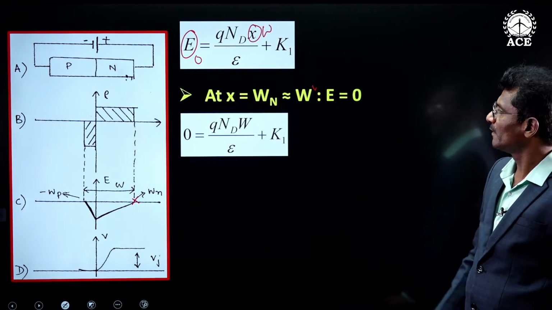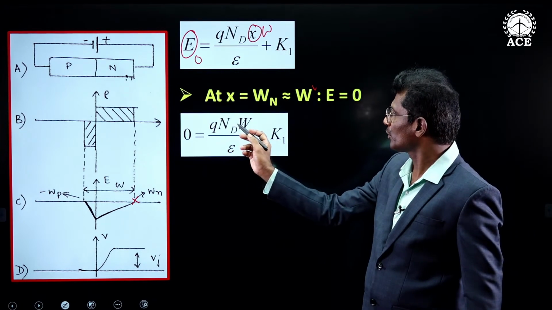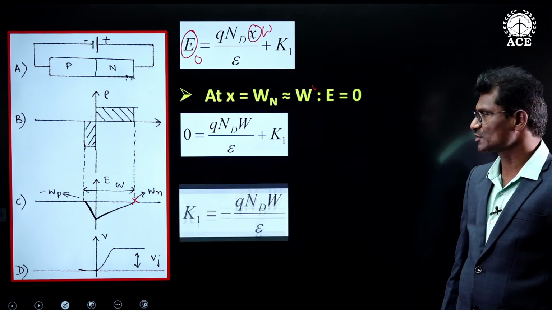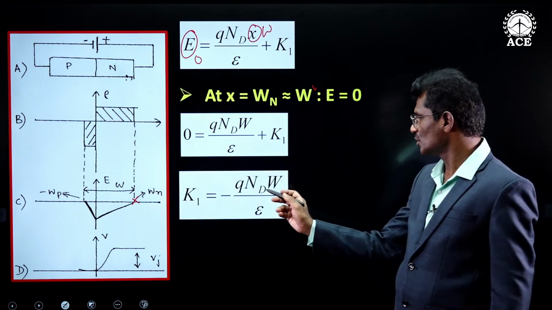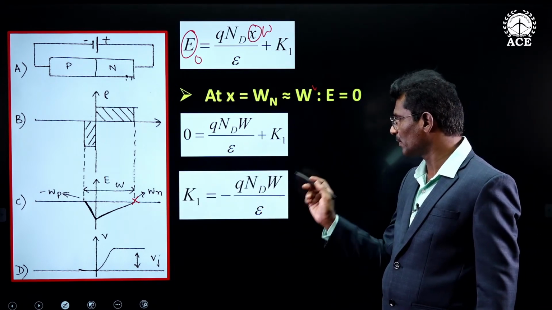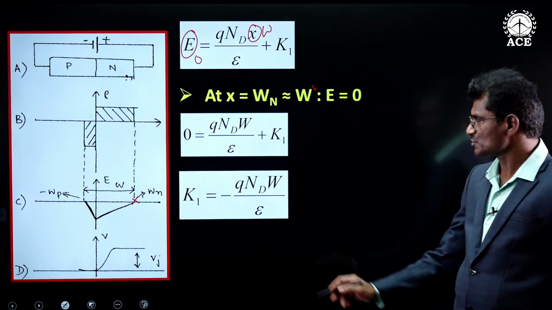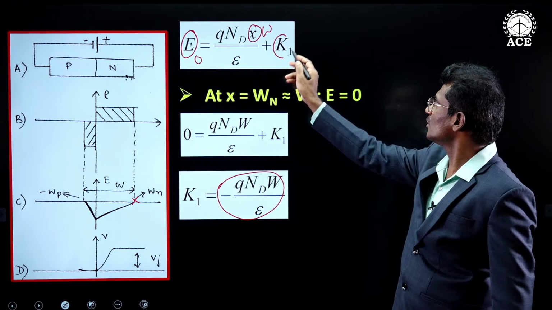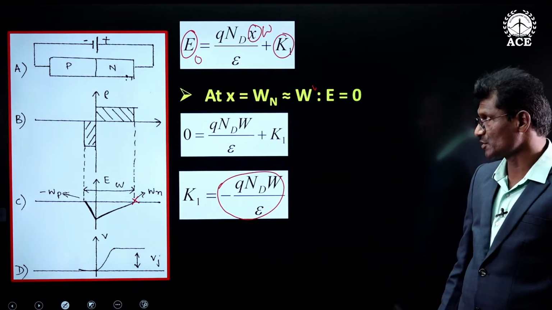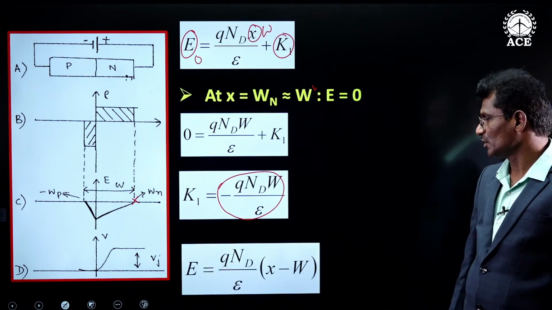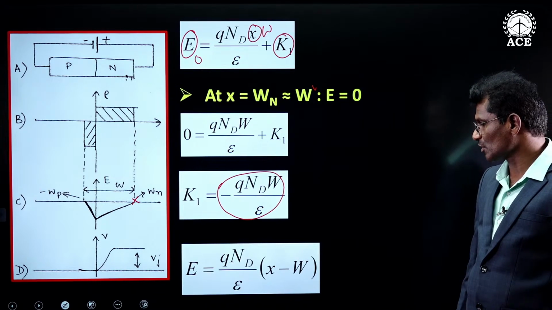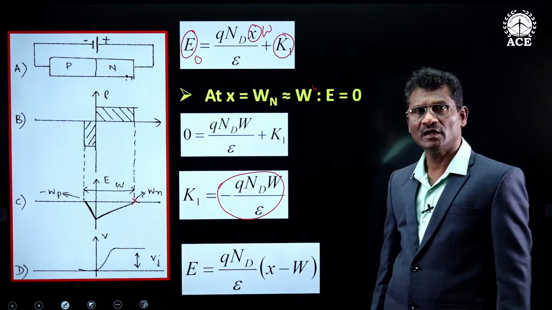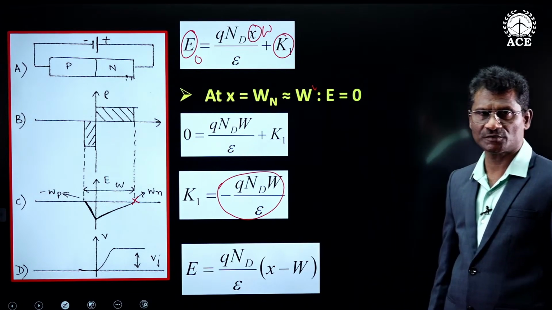Now, see, 0 equal to q Nd W by epsilon plus k1. So from this, k1 comes out as minus q Nd W by epsilon. Substitute this value of k1 into this equation and simplify, then we get E equal to q Nd by epsilon into x minus W. This is the equation for electric field intensity.